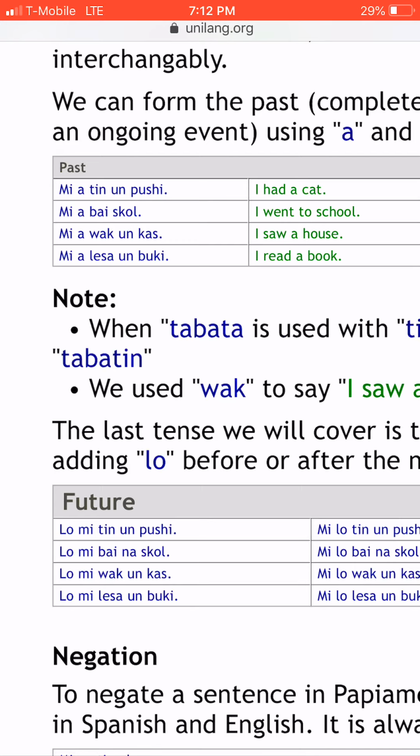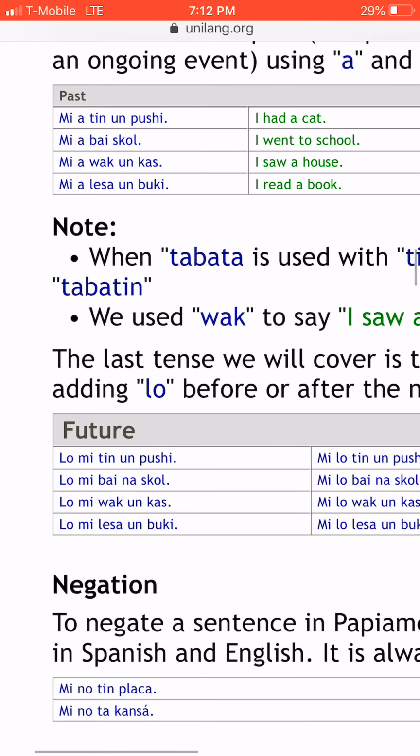How would you say we had a dog? We had a dog, so un cacho is a dog, and teen is to have. So mia teen, nos is us. So you would say ta, and you would say nos a teen un cacho.